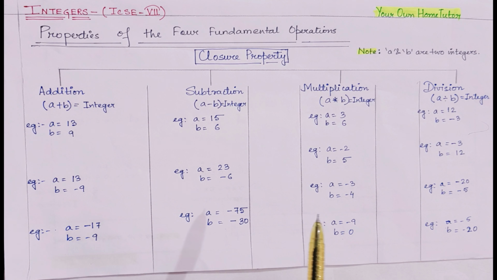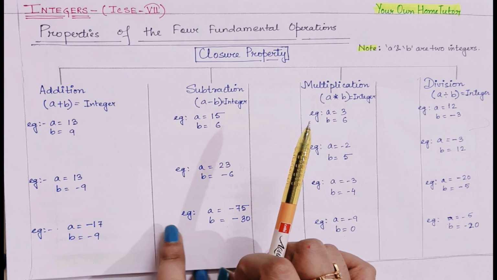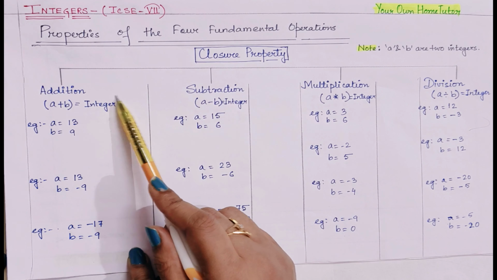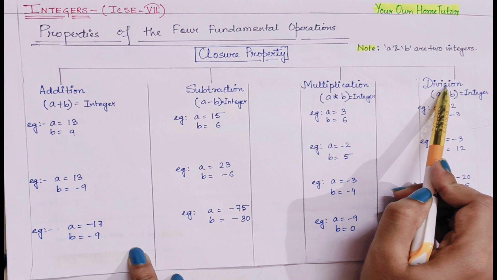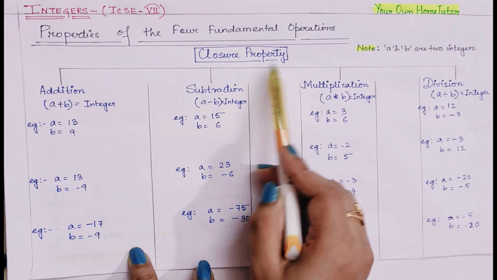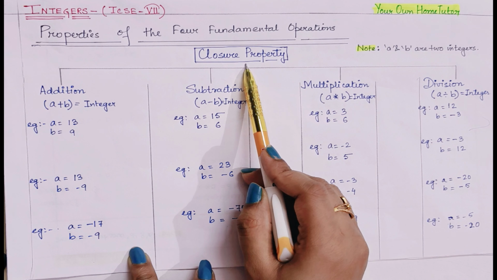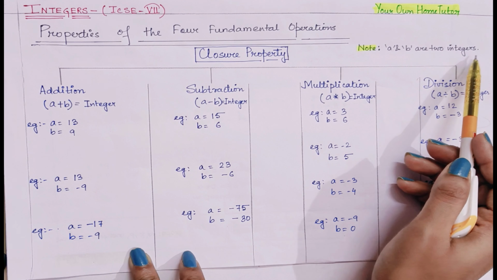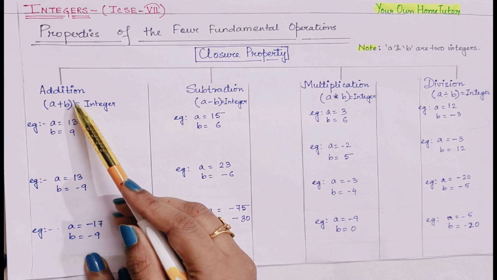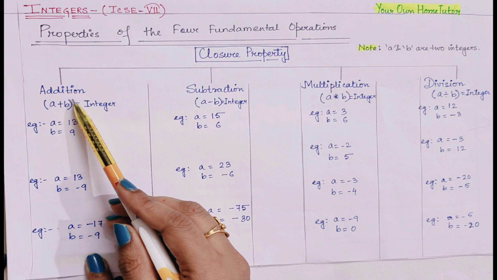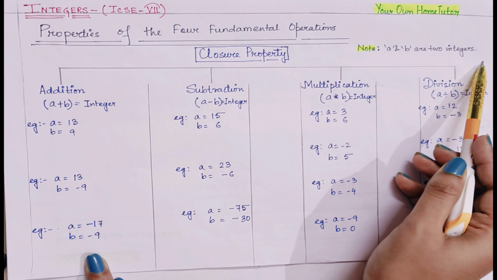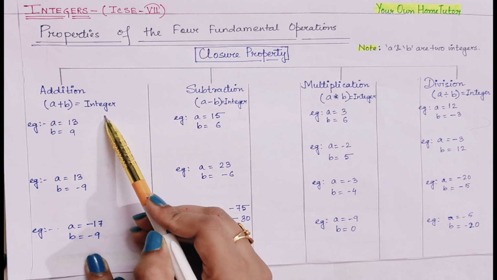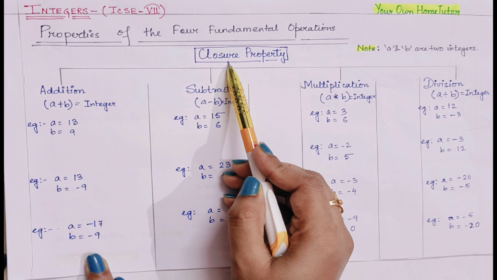So let's begin with the first property of the integers, which is closure property. So we will be seeing the closure property for addition, subtraction, multiplication and division. What does the closure property say? Before going to the explanation, we will note that a and b are any two integers, positive or negative. So the closure property says that if a and b are two integers and if we add them, then the result which will come, that will also be an integer. This is the definition of closure property.